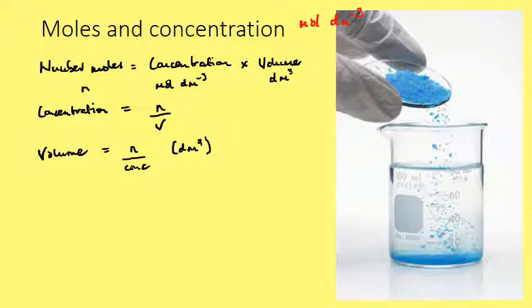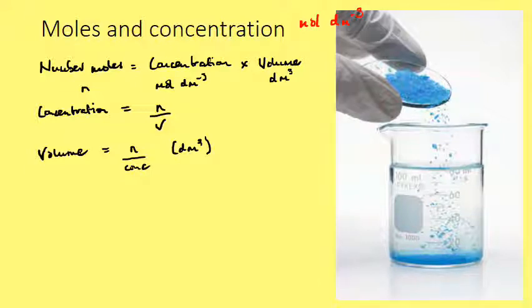And the thing to be careful of is when the question provides information for you, often they give the volume in centimeters cubed, and you're going to have to convert it into decimeters cubed. And that's easy enough, you just divide it by 1,000.